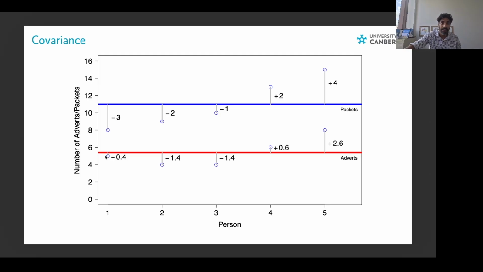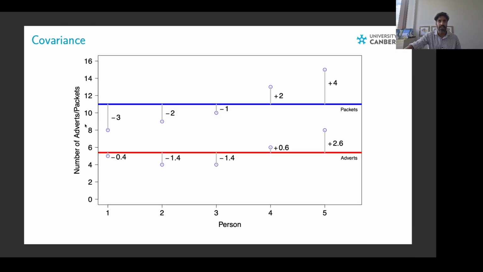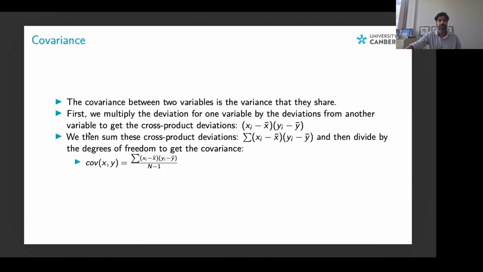What I mean by that is you calculate what this deviation is, and you multiply to get the cross product deviation, and you do that over and over for each person. That's why it's xi versus yi. And then this is the average for x and the average for y. So here's the average for x, here's the average for y, and this is xi for the first person, xi for the second person. You do that for each of them, and that's how you get the cross product deviations.